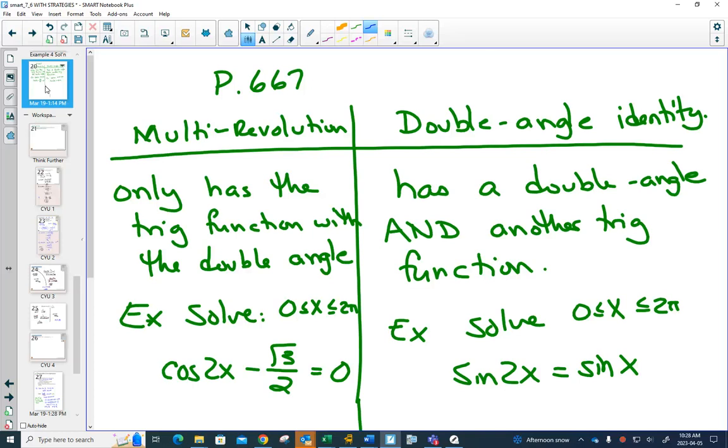One of the problems that we run into now that we've learned about the double angle formulas is there will be some questions. When we had a 2x, sometimes that was a multi-revolution question, and now sometimes it's going to be a double angle question. So I have this slide just to help you realize when should I solve something as a multi-revolution question, and when should I use one of my double angle identities.